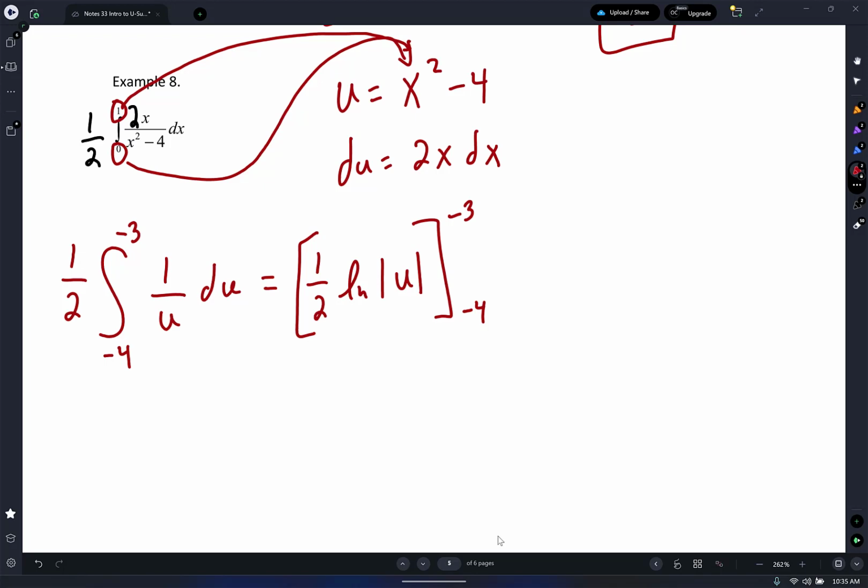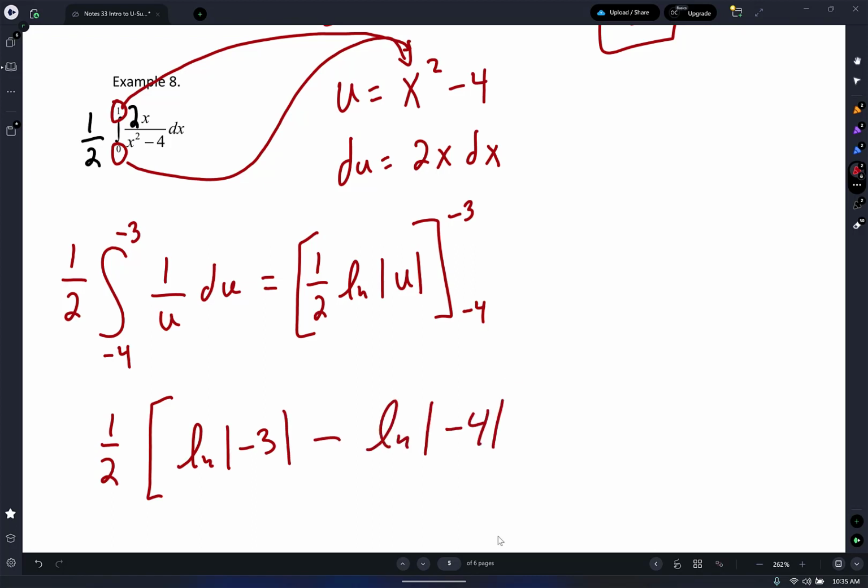Here we go. Here's the 1/2. You can write the 1/2 on both of them, but I'm going to factor it out, guys. That way it's easy. So 1/2, and I'm just doing upper minus lower: ln, absolute value of -3, close, minus ln, absolute value of -4, close.